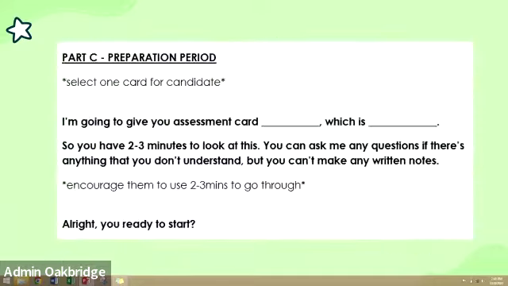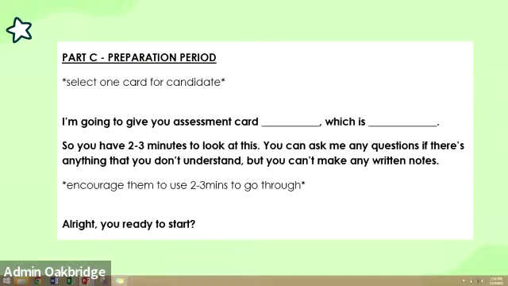All right, so this is the script, this is the procedure. The examiner will choose one card for the candidate, and I will say: I'm going to give you the assessment card, for example, assessment card C. You have 2 to 3 minutes to look at this. You can ask me any questions if there is anything that you don't understand, but you can't make any written notes. Please remember, during the speaking test, there is a recorder.